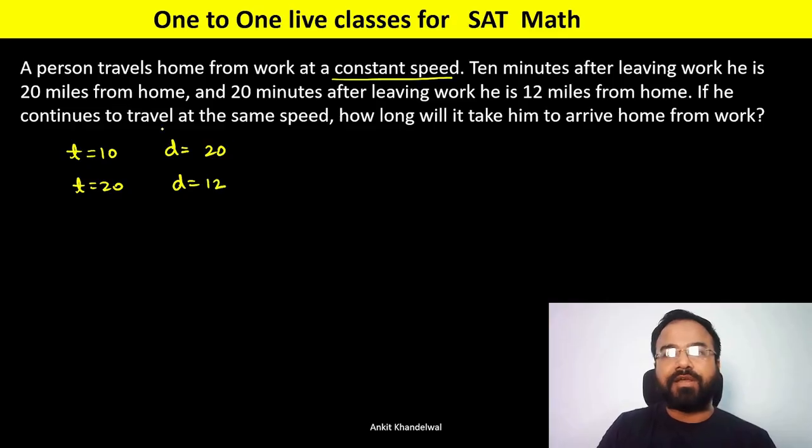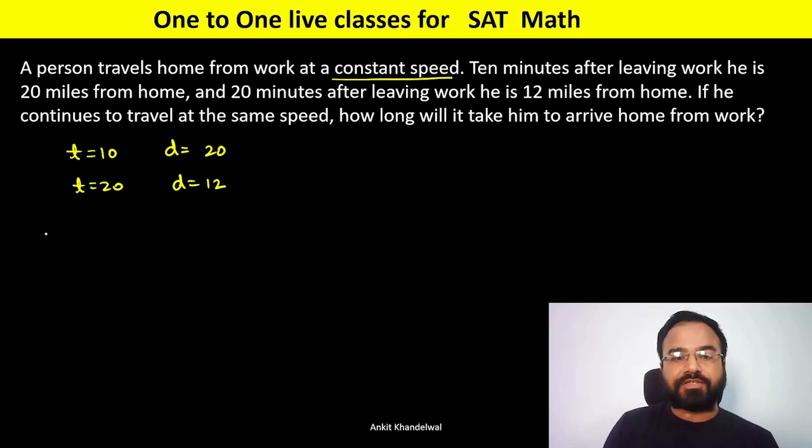We want to find how long it will take him to arrive home from work if he travels at the same speed. So basically it is asking when the distance will go to 0, how much time it will take, because this is the distance which is left from home. Like he is 20 miles away from home, then he is 12 miles away from home, so he will be at home when d is equal to 0. So at that point of time, what is the value of t that it is asking? It is a linear model because he is going at a constant speed, so we can create the equation.